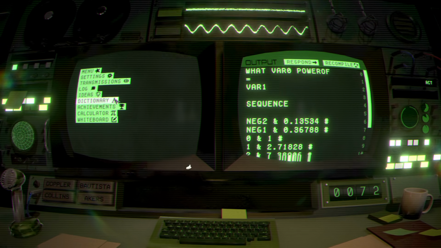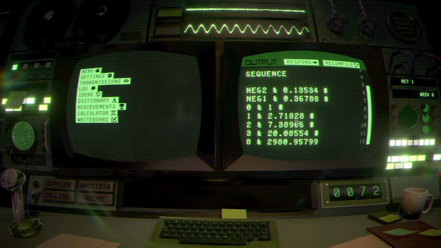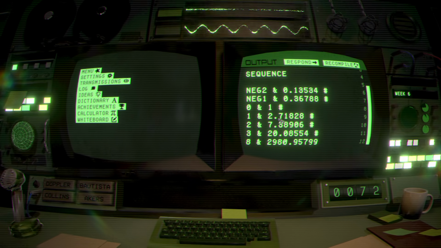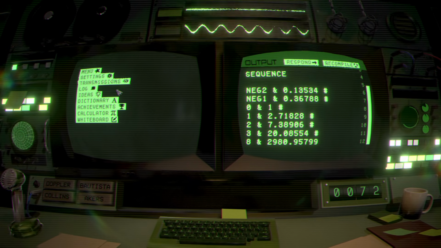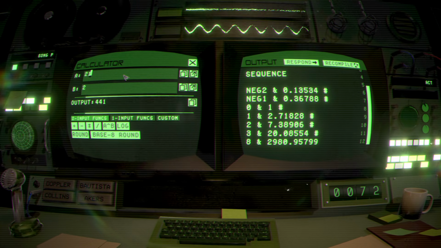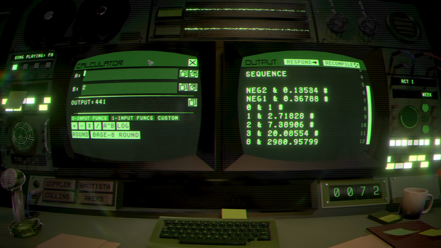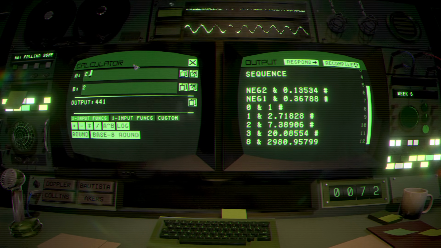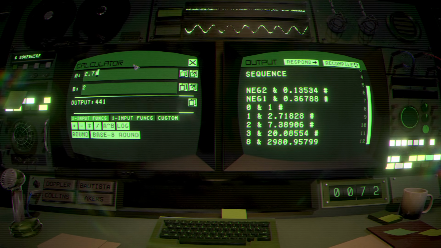Alright, so I think we're looking for a similar thing here, so we just want the 1. The 2.71828. But let's be totally sure. So 2.71828.